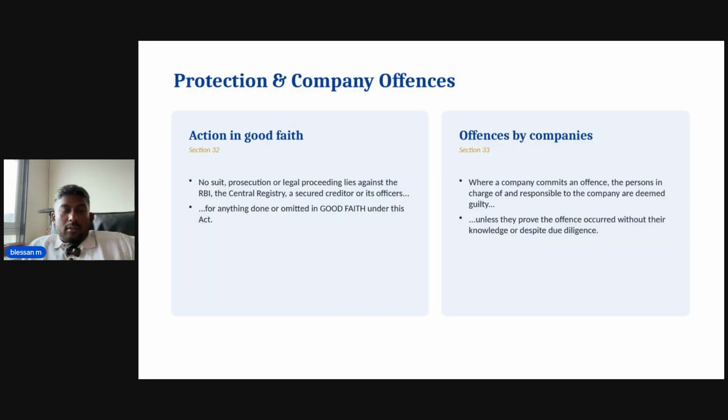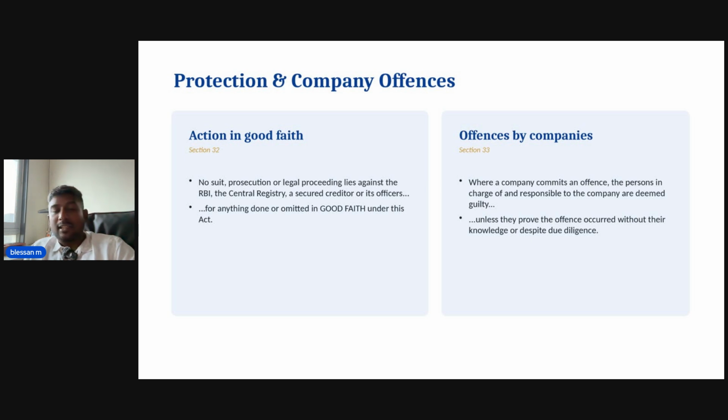Moving on, protection and company offences, like I said, action in good faith. So any action taken under SARFAESI Act is protected by the good faith clause. So unnecessary, frivolous criminal action is not taken against the officers. Remember, good faith is not defined in the SARFAESI Act. However, it is defined under IPC and BNS, where it says with proper due care and attention. So when an officer does it with due care and attention, there won't be any action.